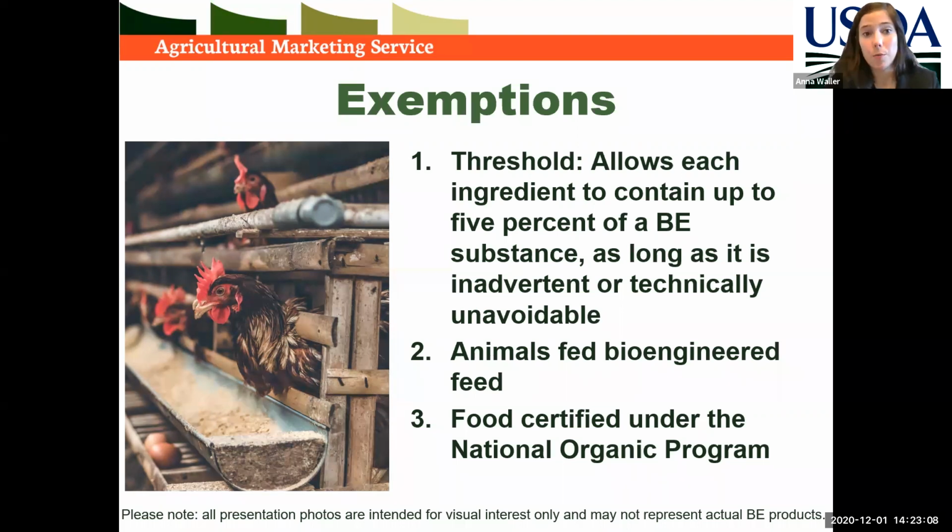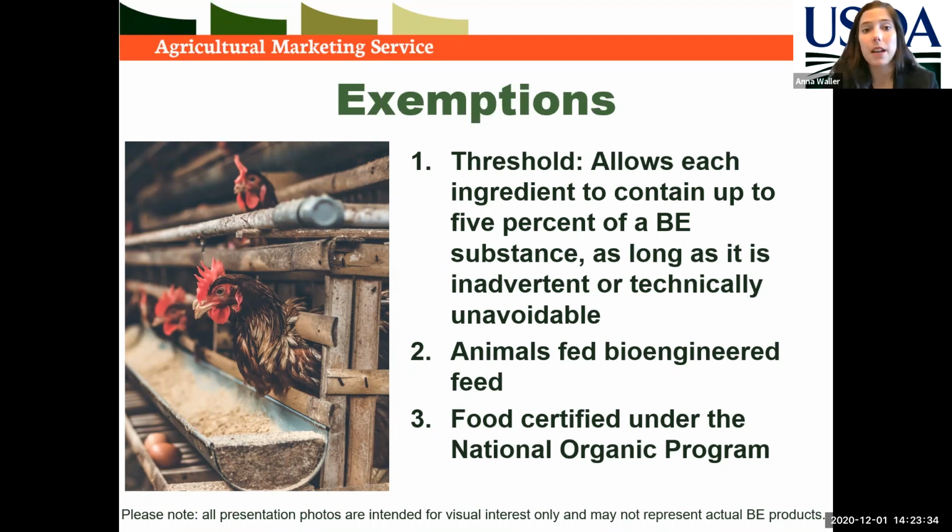Conversely, if a food manufacturer was producing a non-bioengineered cracker and ran out of one non-bioengineered ingredient, then decided to use a bioengineered version of that ingredient, that would be considered an intentional use and would require a bioengineered food disclosure.